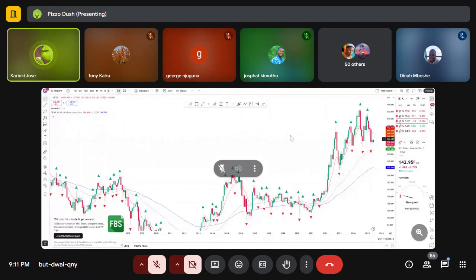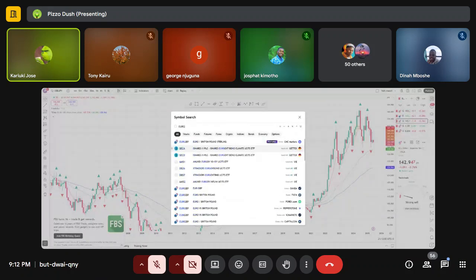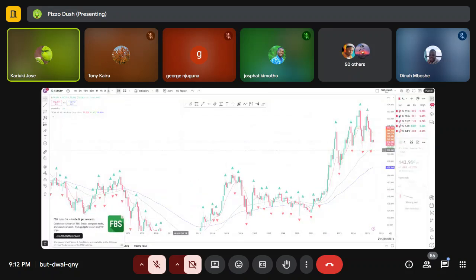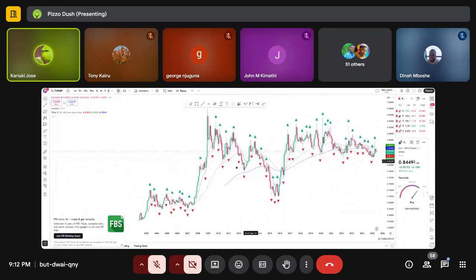So guys, we're going to start with the tools. Yeah, so with the tools, then hapo kwa supply ya Euro GBP DB makosa iko wapi? I'll check on that. Is this Euro GBP? Let me first check. Let's check here.